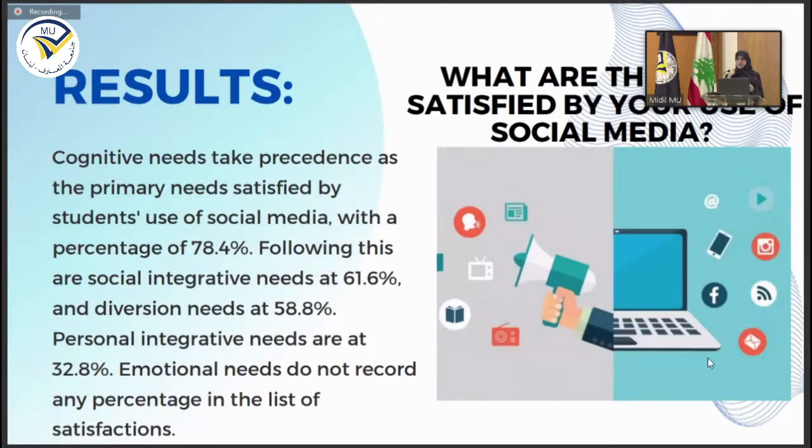What are the needs satisfied by the use of social media now, and then with a comparison, of course. Cognitive needs take precedence also as the primary needs satisfied by students' use of social media with a percentage of 78.4%. Following this are social integrative needs, 61.6%, and then diversion need 58.8%, which is also escapism. Personal integrative needs are at 32.8%, while emotional needs also are not recorded.